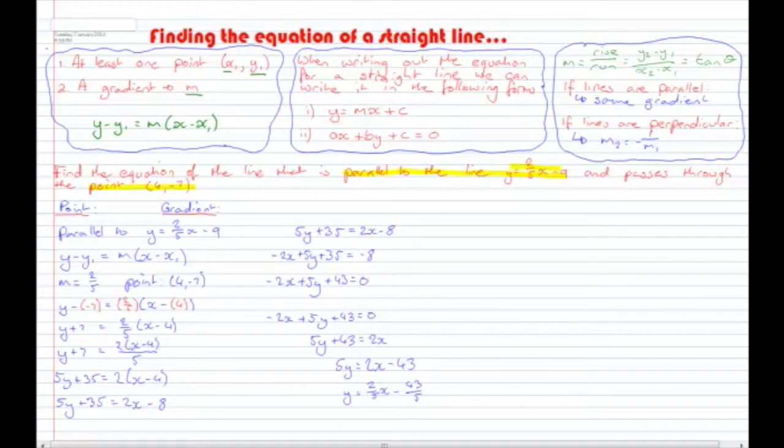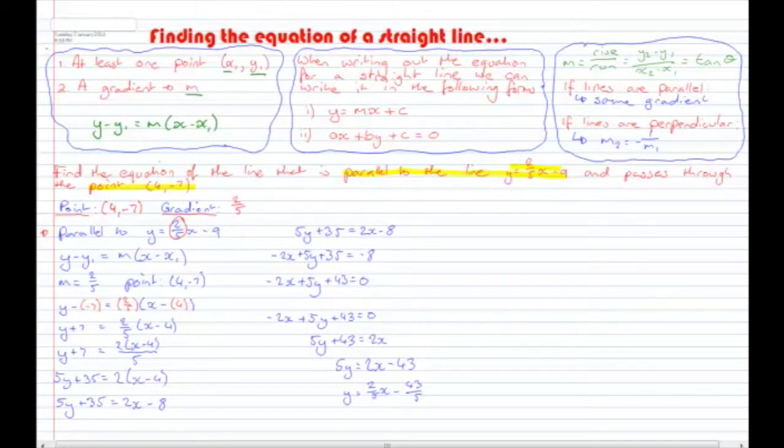Our point is the point 4, negative 7, as we've just highlighted up here. And our gradient, well, that's parallel to the line y is equal to 2 on 5x minus 9. Alright, so you can see I've written that just here. Now, if that's the case, then this is already in the y equals mx plus c form, and we know that the gradient can be found by the letter m here, or the 2 on 5. So we know that the gradient is actually 2 on 5.